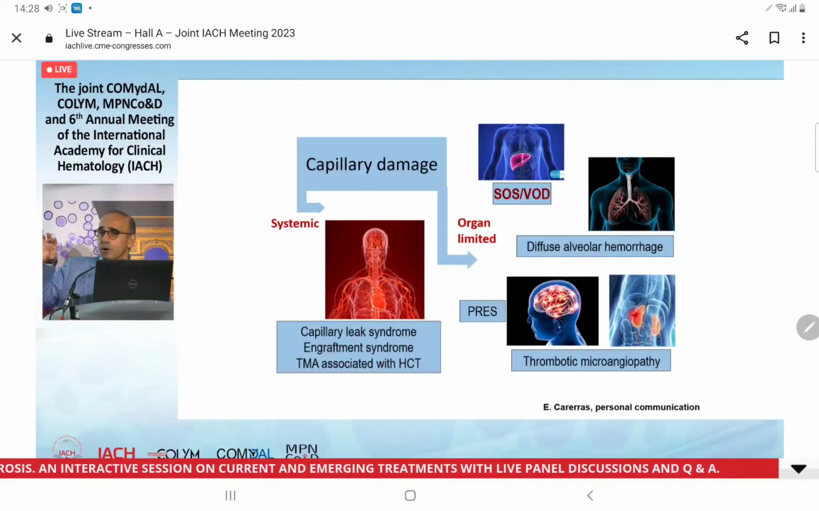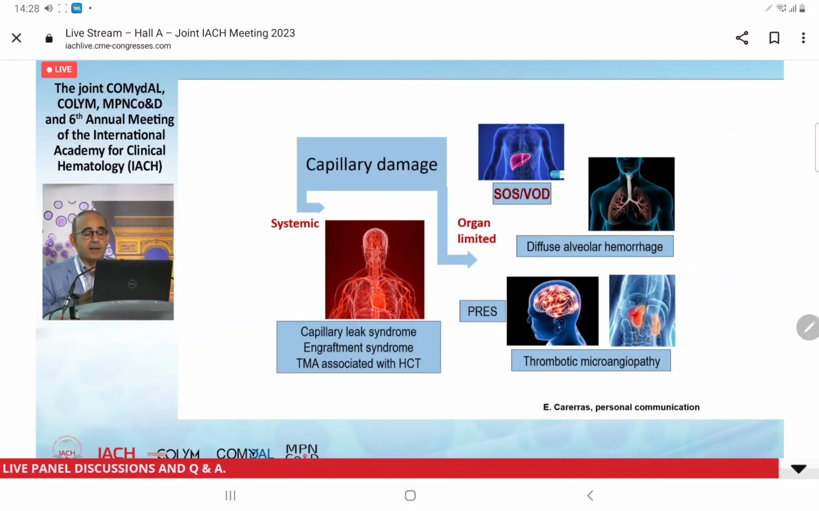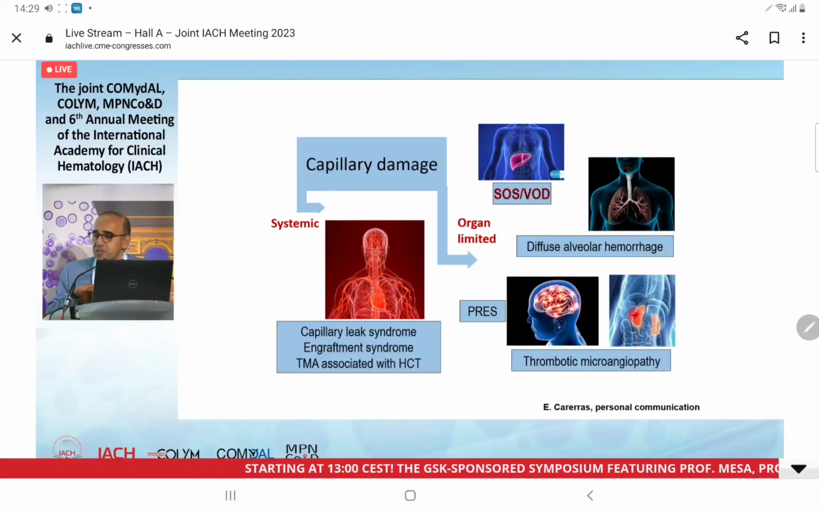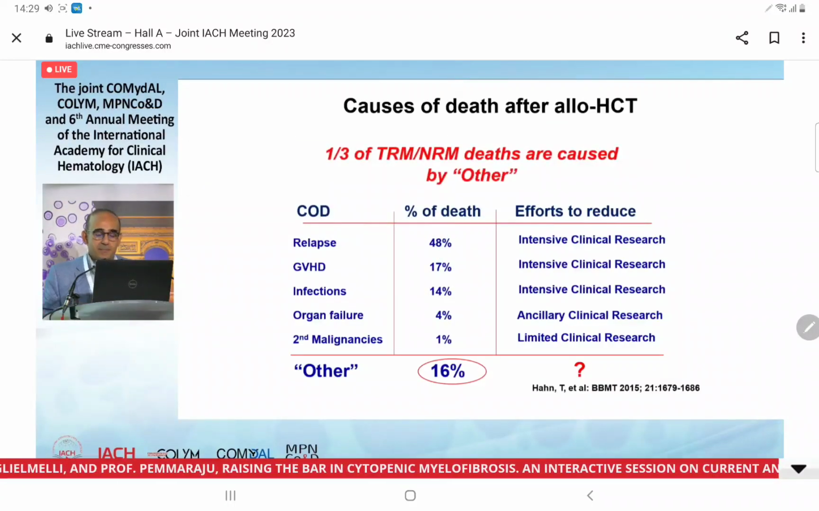Now, if we have a more localized capillary damage in a given organ, so limited to one organ, liver, this is VOD SOS. Lung, we can have diffuse alveolar hemorrhage. Although we rarely speak about it because the diagnosis is usually made post-mortem, it has been seen on autopsies, we can have actually VOD of the lung. It exists. And I personally believe that there are some severe cases of liver VOD where we have simultaneously lung VOD. When we're talking about the brain, this is the PRES syndrome and thrombotic microangiopathy.